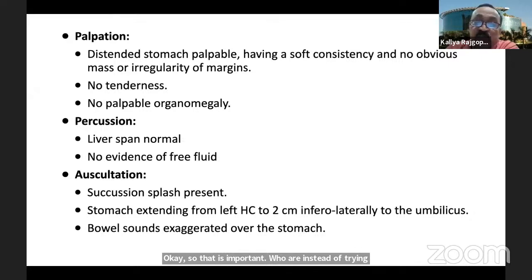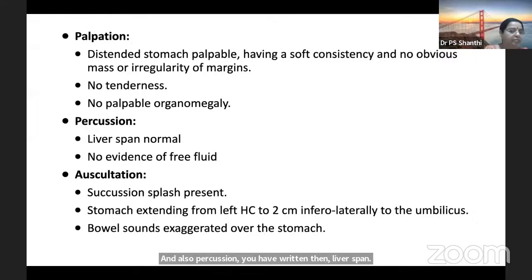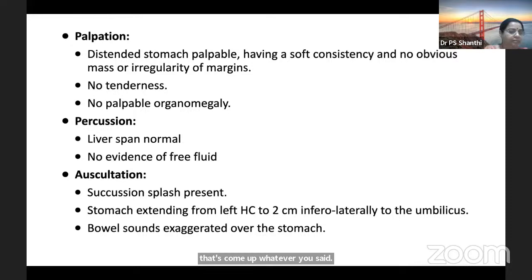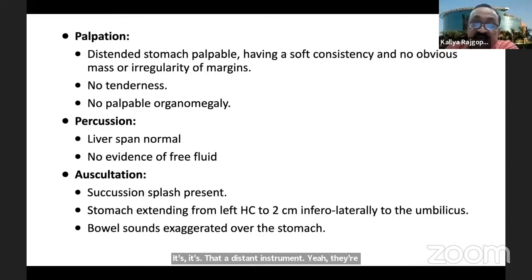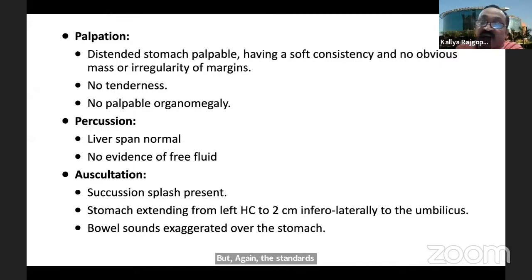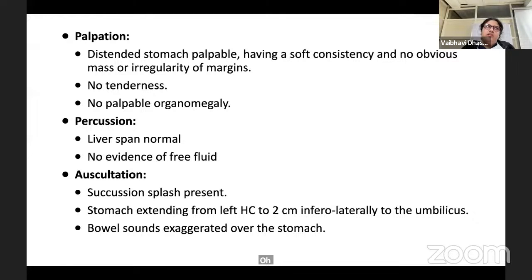Also percussion, you have written liver span normal. Again, in percussion, you should have clarified the stomach, that distended stomach. You have written succussion splash present, but again for the distended stomach, you may have to write how much of the greater curvature is distended. And what is this, bowel sounds exaggerated over the stomach, means what? Nobody will do that. So we don't do that.